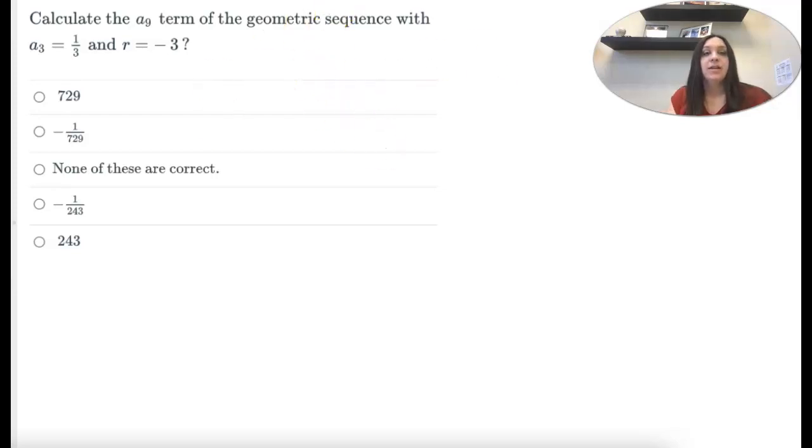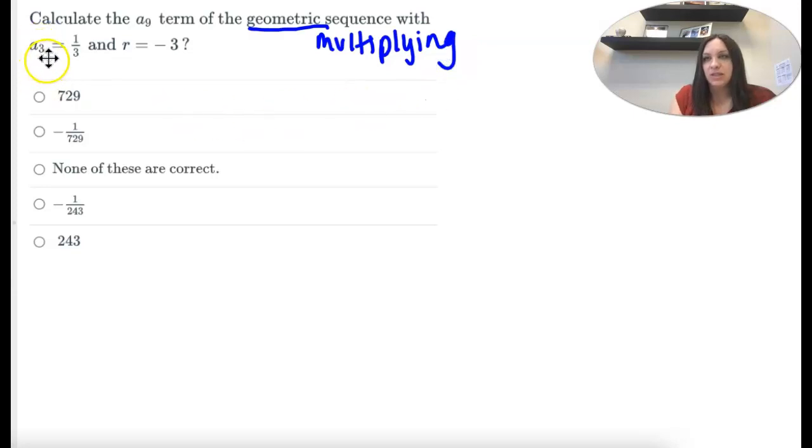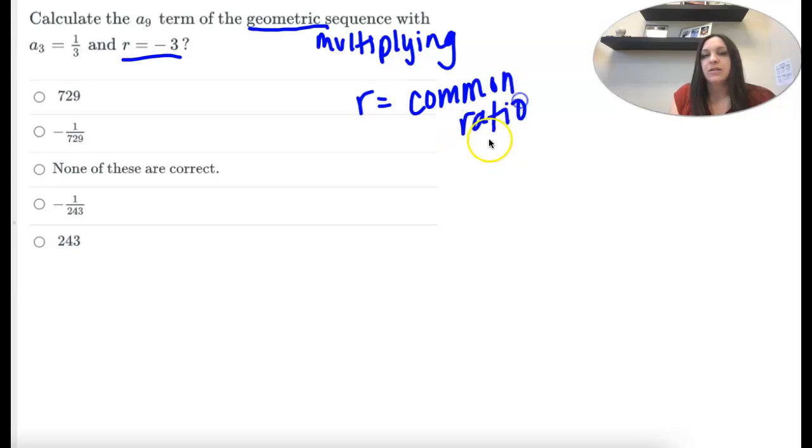Alright, so this unit is about geometric sequences. Our last one was arithmetic. We were adding and subtracting. If it's geometric, it's multiplying. But a lot of the notation is the same, like A3 still means third term. This time we have R. R stands for the common ratio, and it's called our multiplier.